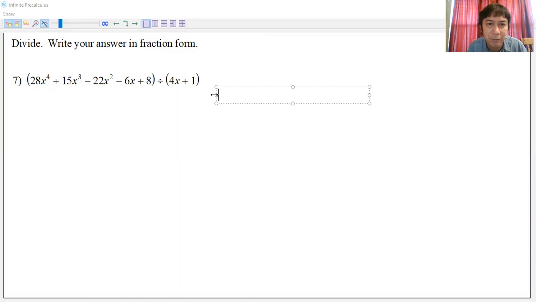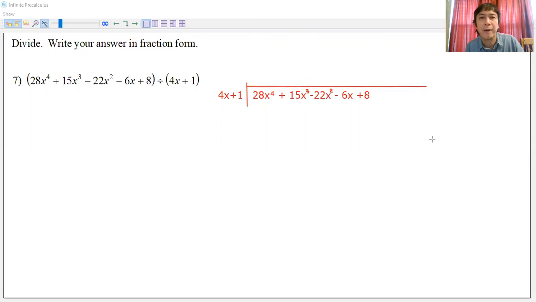Let us put the divisor over here, that's 4x plus 1. And we have here 28x to the 4th, plus 15x cubed, minus 22x squared, minus 6x and then plus 8. Let me just write without the exponents first. Now this is to the 4, this is 15x cubed, this is to the 3, and this is squared. And that's first degree and 0 degree. We put now the division line.